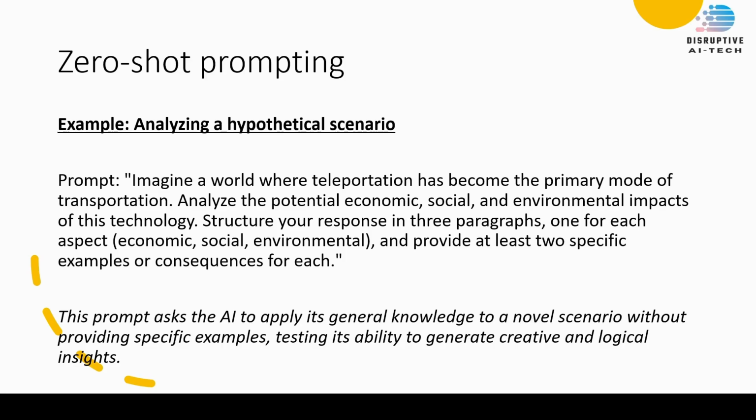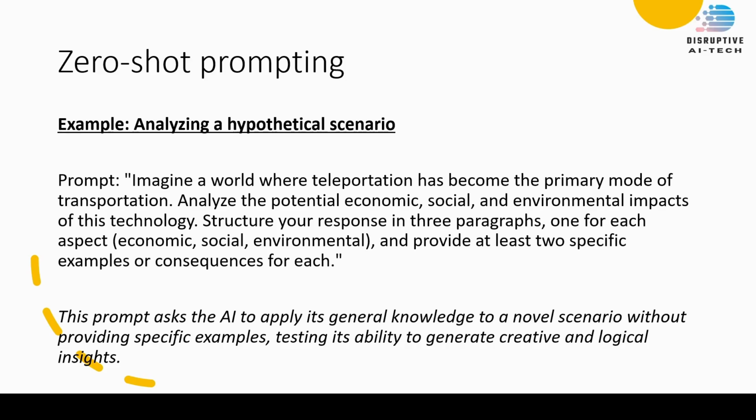So teleportation has become the primary mode of transportation. Analyze the potential economic, social, and environmental impact of this technology. Structure your response in 3 paragraphs, one for each aspect: economic, social, and environmental, and provide at least 2 specific examples and consequences for each. So this is a very unique situation. We don't know what this situation is, or what the social impact and the economic impact will be. So let's see how the AI will look at this situation, and then it will give us the answer.